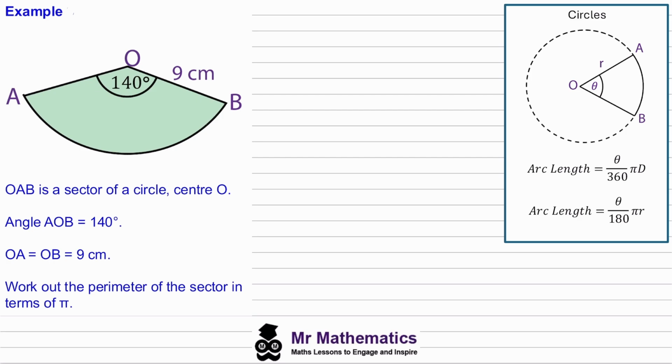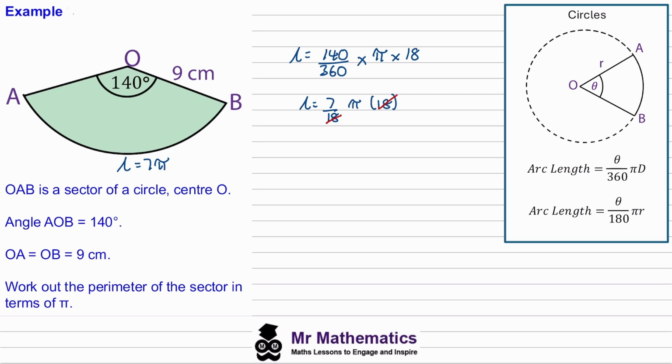Okay, so welcome back. If we label the arc length L, this will be the angle over 360, the fraction of a full circle, times pi times the diameter, which would be double the 9. We can simplify this fraction. We'll divide both by 20, so L will be 7/18 times pi times the 18. And then you can see these 18s will cancel. So the arc length will be 7 pi.